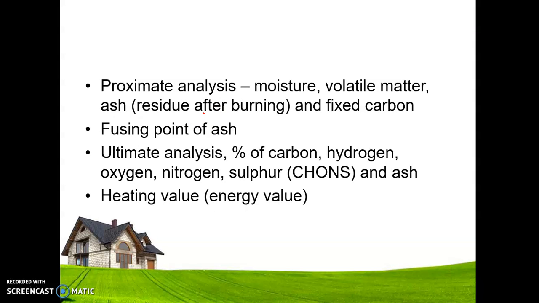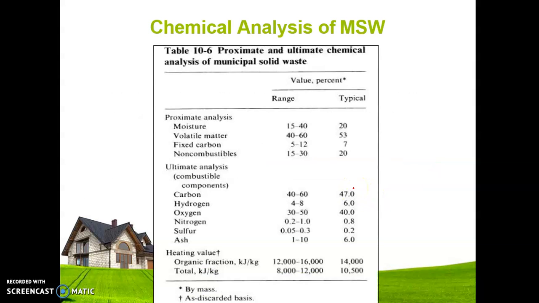The method used is proximate analysis, knowing the moisture, volatile matter, ash, and fixed carbon. These are some examples, and then you will calculate the carbon, hydrogen, oxygen, nitrogen, and sulfur, what we call CHONS, and also ash. This will be discussed in the next topic.